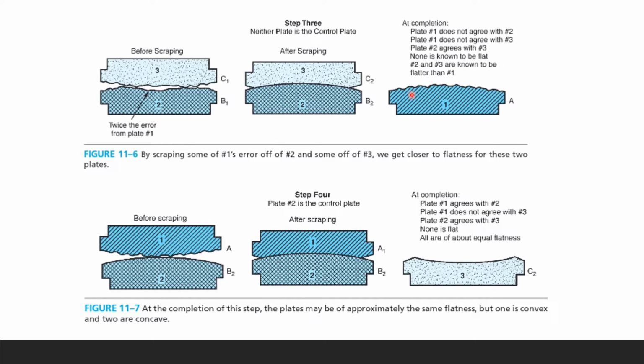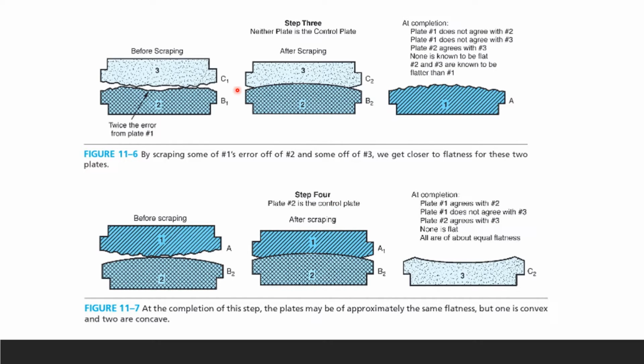Okay, we're going to continue scraping. So I have number 1 right there, and then I have 2, 3, and then 2, 3 right there. This is before scraping. See how the surfaces are aligned. So by scraping some of number 1's error off of number 2 here, okay, and some off of number 3, we get closer to flatness for these plates, okay? So you continue to step 4.